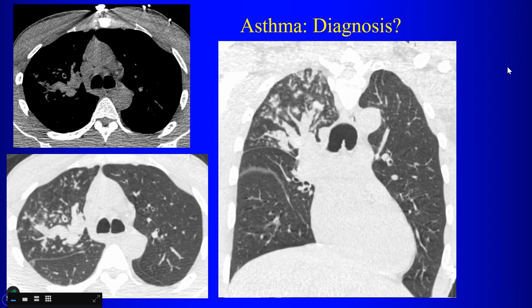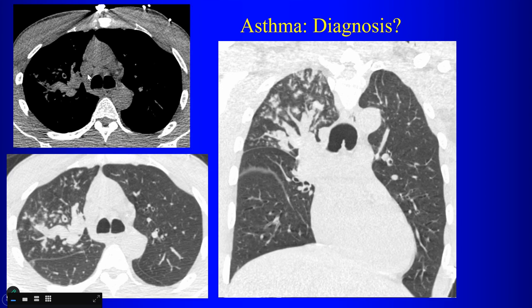Another patient with asthma, what do we have here? Finger and glove sign. The finger and glove sign is a plain film finding, right? So what are you describing then? What does this represent? This is the mucus plugging. Mucoid impaction, right. So this is going to be mucoid impaction.